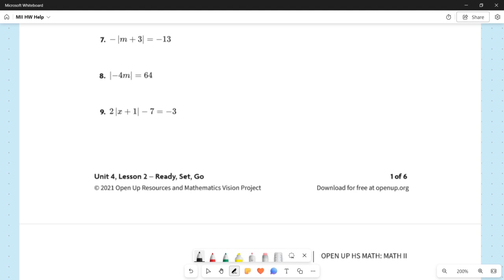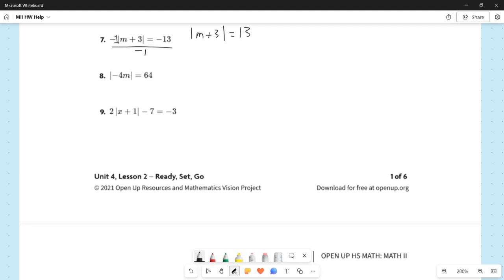And just to be clear, that negative, it's really a negative 1. There's an invisible 1 in front of the absolute value, and so the negative is not just the symbol of negative, it's a number, it's negative 1. So to get rid of that negative 1, I want to divide by negative 1. On the left, that leaves me with absolute value of m plus 3. And on the right, I have negative 13 divided by negative 1, that's positive 13.